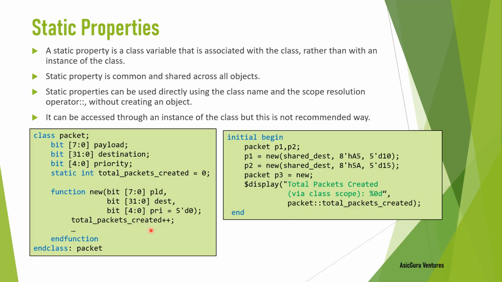Since this is static, it is shared across all the instances. So once packet P1 is created, the value of total packets created would be 1. Next time we create P2, the value becomes 2, and when we create packet P3, the value becomes 3. So the $display would print the value as 3.